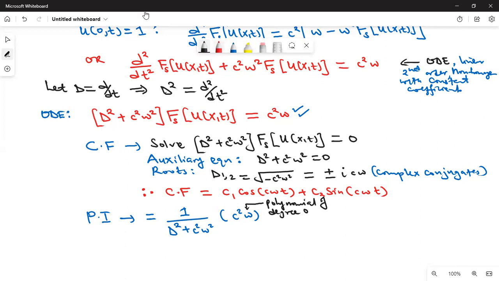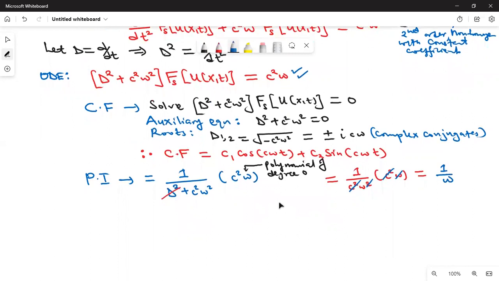So then it means you are going to drop the powers of d, or those terms of d with higher powers than the degree of the polynomial. I'm going to drop d squared because d squared, 2, is greater than 0. So you drop it, so that what you remain with is 1 over c squared omega squared, then times c squared omega. And so this will give you, because I can see the c squared will cancel, and even the omega will cancel with 1 of the omega. So we just have 1 over omega as our particular integral.